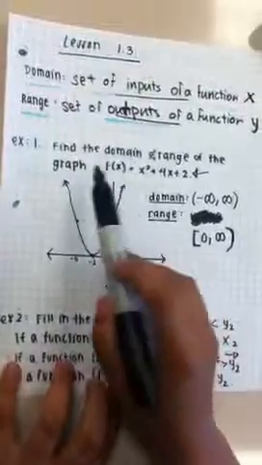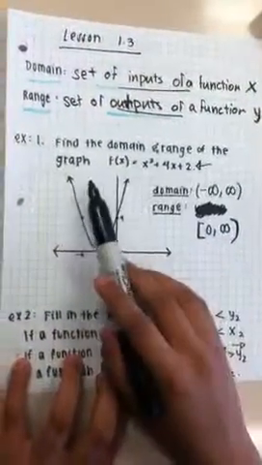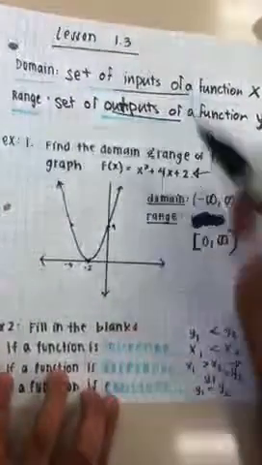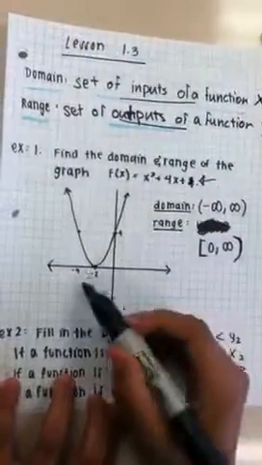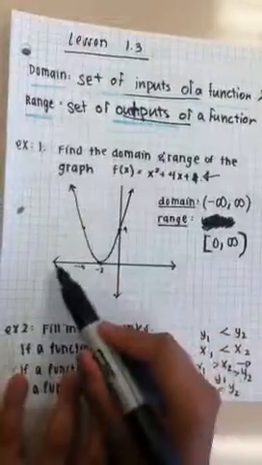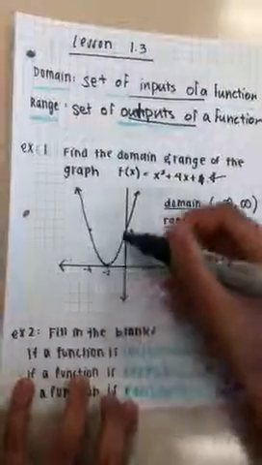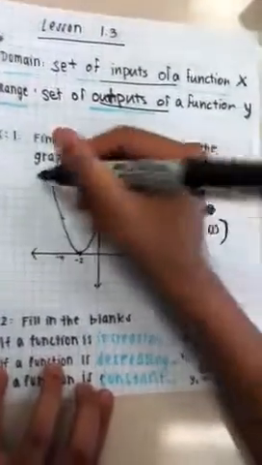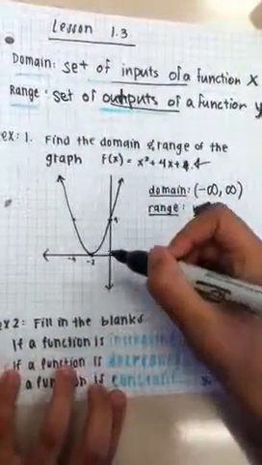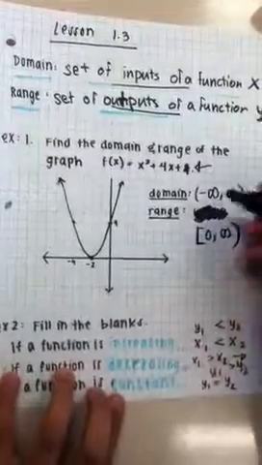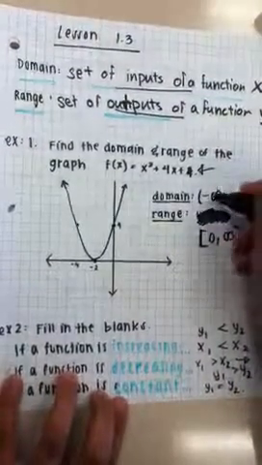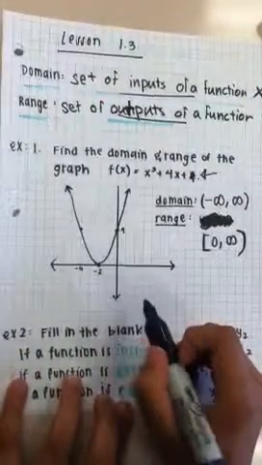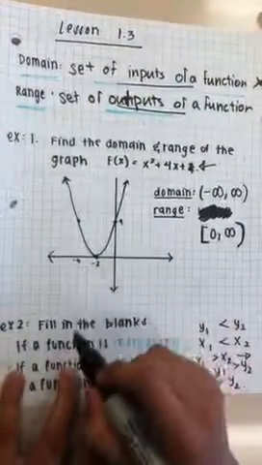For example 1, we're going to find the domain and range of the graph f of x equals x squared plus 2x plus 4. On the x-axis, the graph expands both to the left and to the right, and since there are arrows at the end of the lines, we know that it goes on infinitely. So the domain of the graph is negative infinity to positive infinity because there is no interruption or break in the graph on the x-axis.